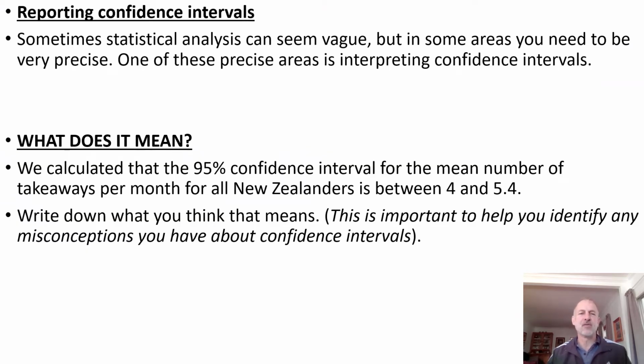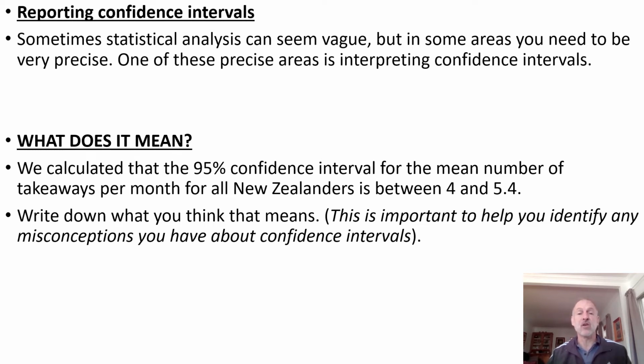Reporting confidence intervals. Sometimes statistical analysis can seem vague, but in some areas you need to be very precise. And one of these precise areas is interpreting confidence intervals. So what does it mean? We calculated that the 95% confidence interval for the mean number of takeaways per month for all New Zealanders is between 4 and 5.4. Okay, I'm making a statement to you. There it is. You can pause the recording, look at it, and write down what you think that means.